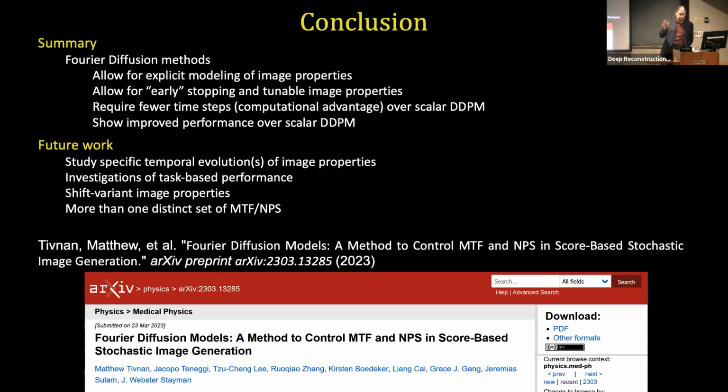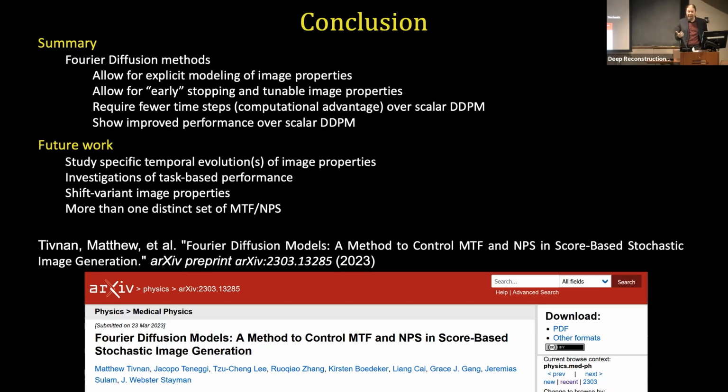And that is all I really want to talk about today, but to quickly summarize, these Fourier diffusion methods allow for explicit modeling of the image properties that we have in CT. And this is something we know we've modeled for a long time. I think they're interesting that they allow for early stopping, that we can stop before we over denoise. That's not fully investigated. They appear to require fewer time steps than scalar DDPMs and show improved performance.